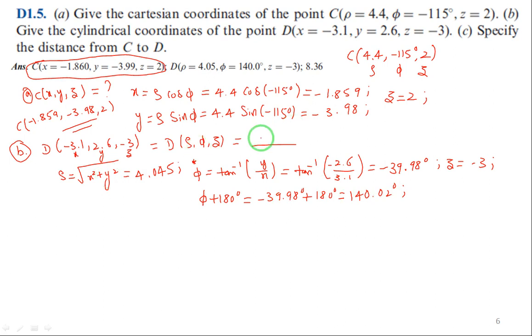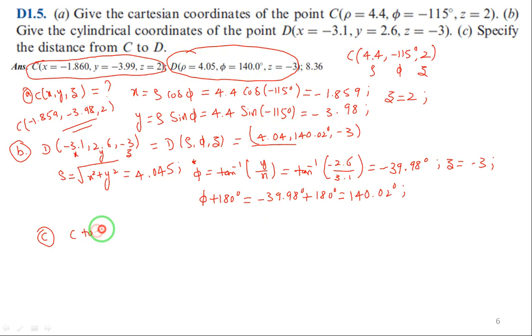So D of rho, comma, phi, comma, z, you write down. Rho is how much? 4.04, comma, phi is 140.02 degrees, comma, z is minus 3. Yes, this is D. Just verify the textbook answer here. Yes, we got it. Then finally part C, specify the distance from C to D.